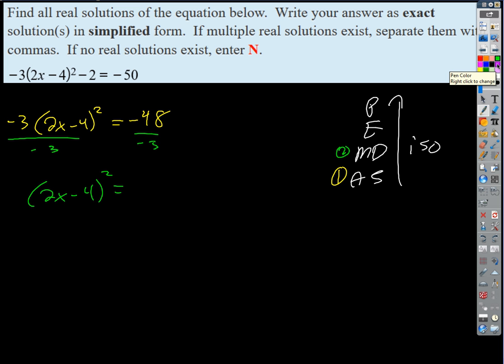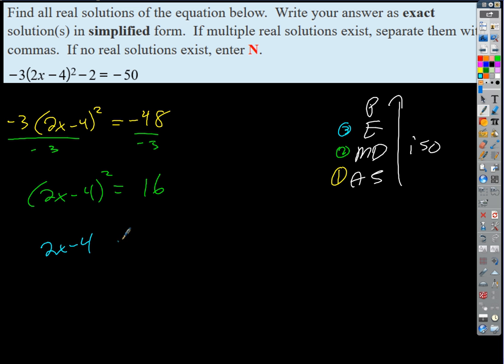18? Close? 16. 16, positive 16. Okay, so there was step 2. Now what's step 3? Exponents. So we're going to square root both sides, right? So step 3 is going to undo the squared.